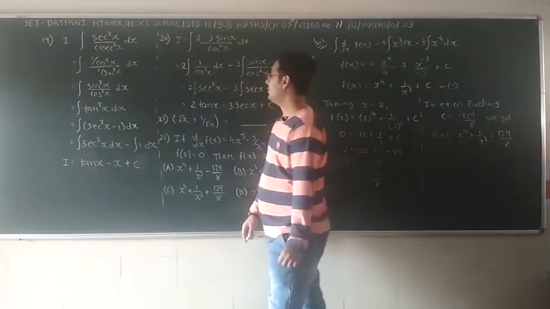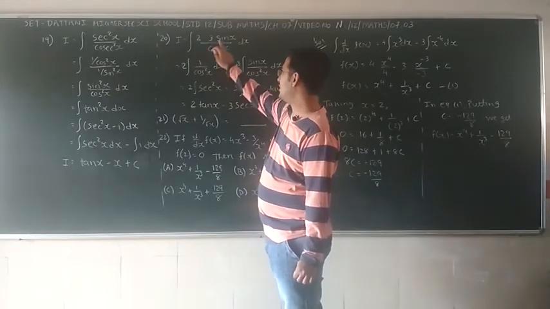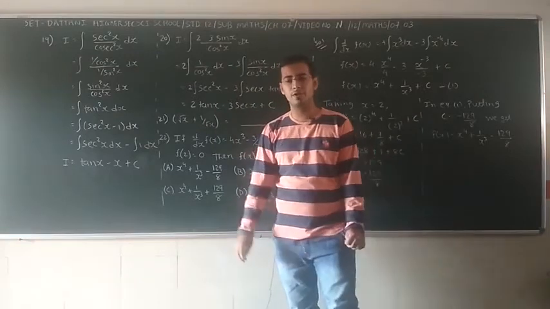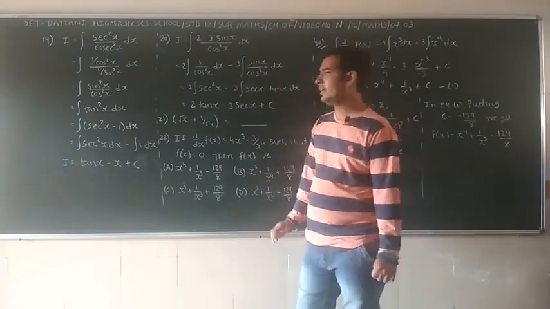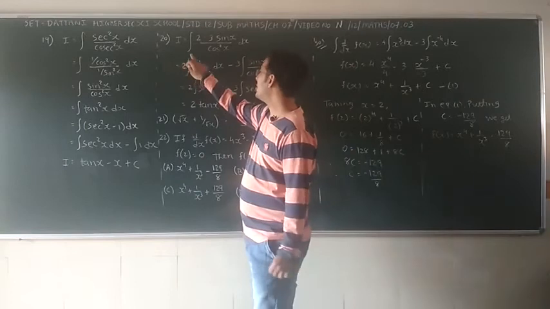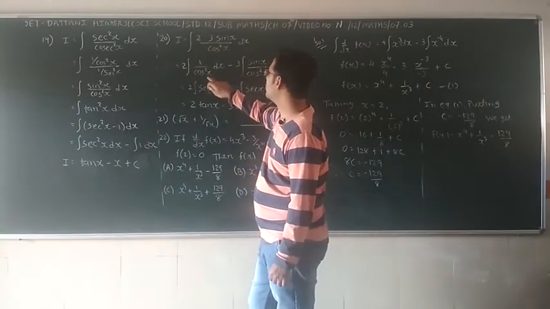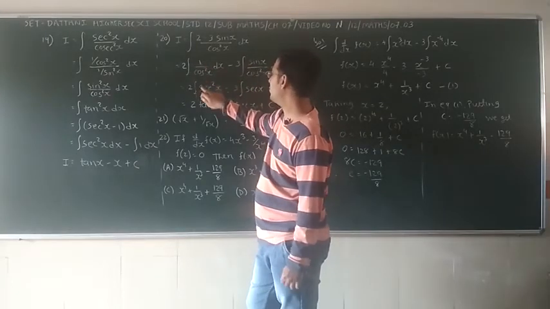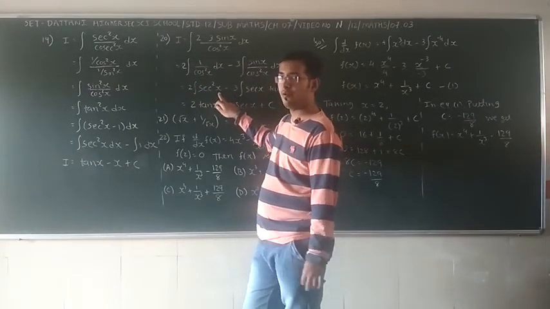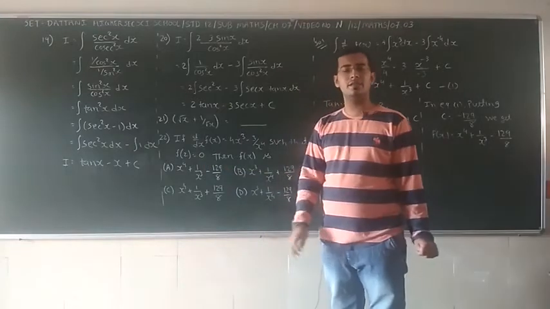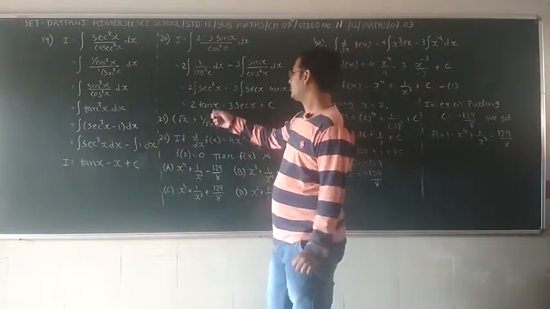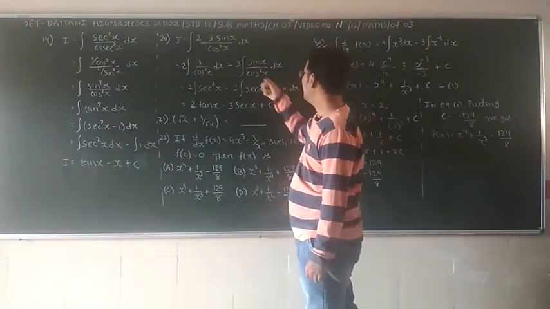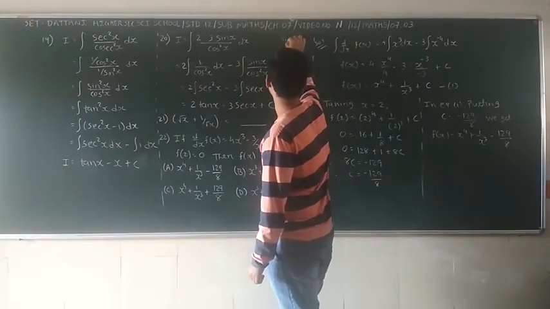Next one, 20. I is equal to integration of (2 minus 3 sin x) upon cos square x dx. Still we don't have the formula for this, so separate it. 2 outside, integration of 1 upon cos square x dx, minus 3 sin x upon cos square x dx. 1 upon cos square is sec square x. So we have the formula, integration of sec square x dx is equal to tan x.